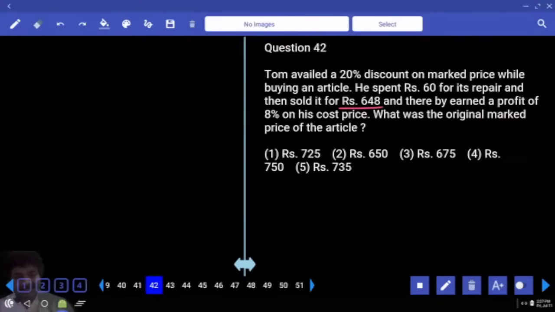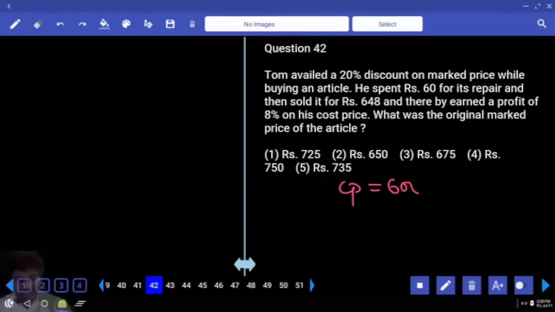by selling it for 648, there is a profit of 8%. Then selling price is 108%. Then cost price is 100%, which is 600. You understand? Cost price value is equal to 600. There is a discount, at what price are we buying it?